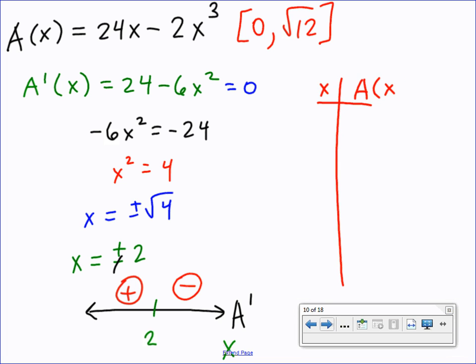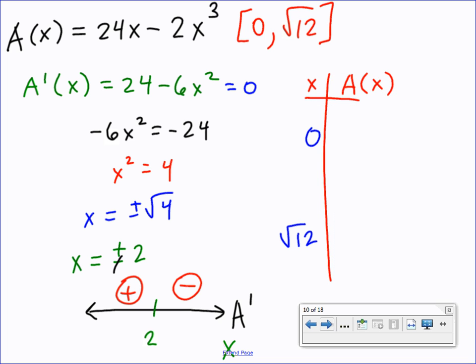A of x chart and compare function values. And so it looks like we've got our endpoints, 0 and root 12. We've got our critical value of 2. And we'll get the corresponding y values here for my area. Here we go. 0 in for x, 24 times 0, minus 0, is 0. So it looks like my rectangle has an area of 0 square units if my horizontal dimension of the rectangle, or that point rather, is 0. Well, that makes sense.